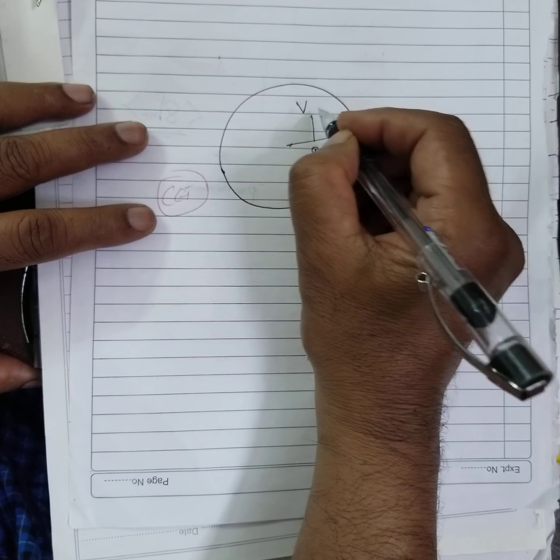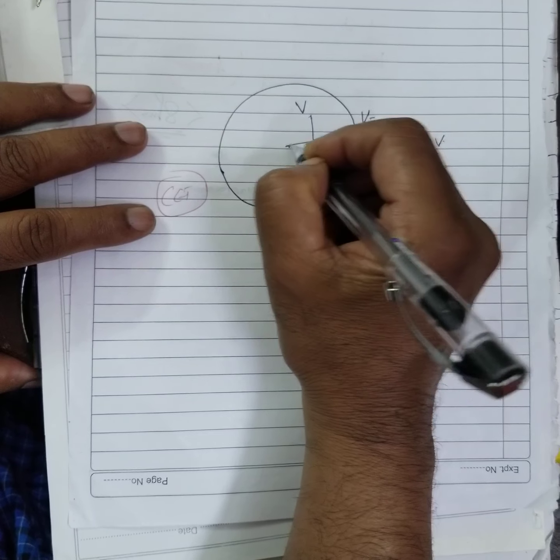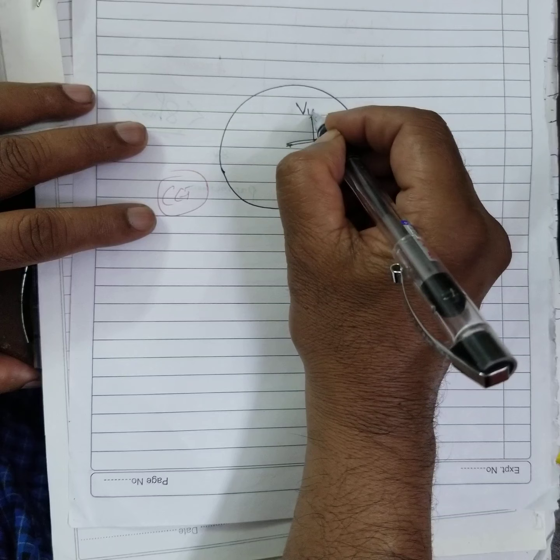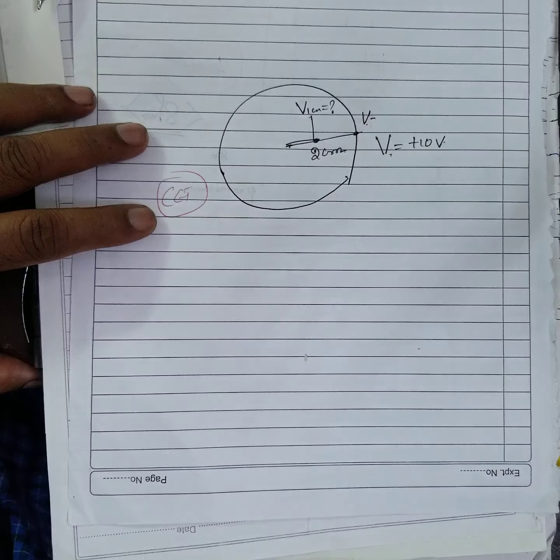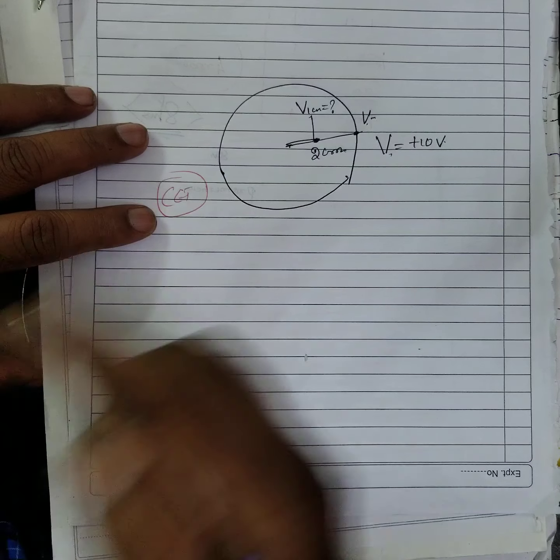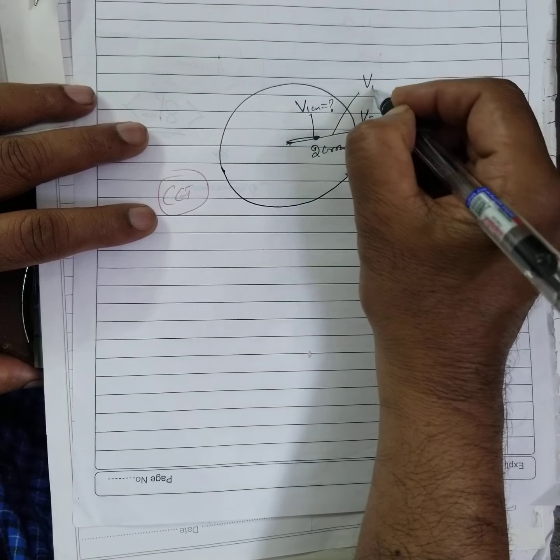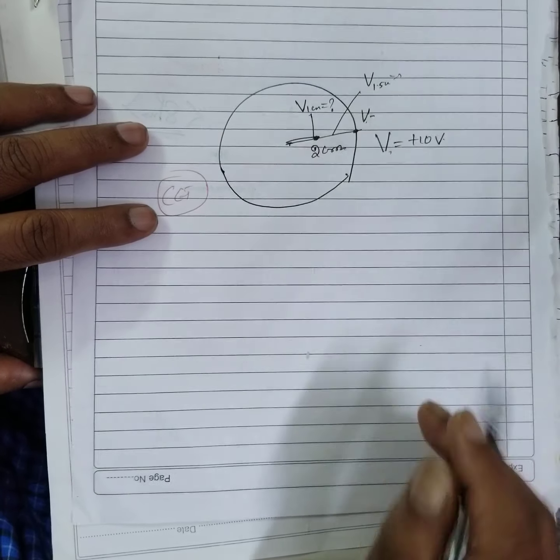What is the potential at 1 centimeter? What is the potential at 1.5 centimeter?